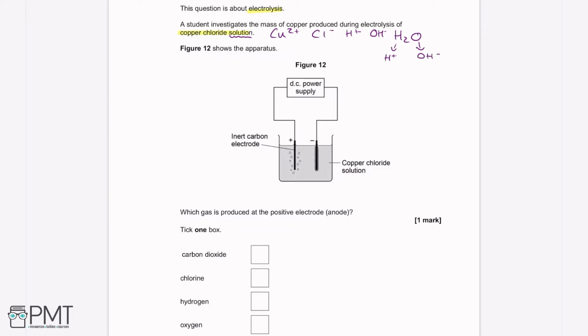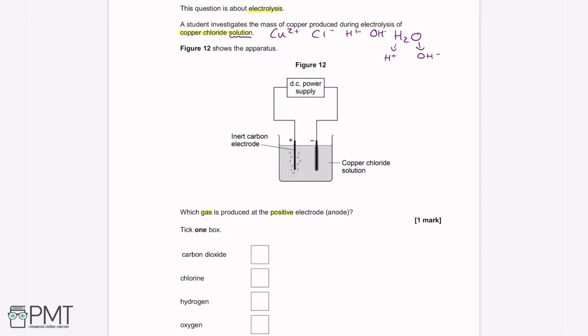Now notice that at this positive electrode, we can see bubbles forming, which implies that there is a gas being produced. And this is confirmed in the question. So this first question asks, which gas is produced at the positive electrode, which we call the anode?